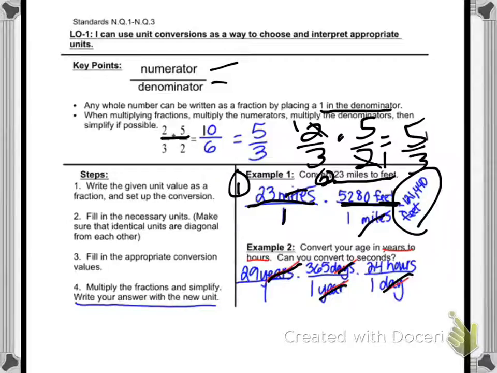29 times 365 times 24 equals 254,040. And that is hours.